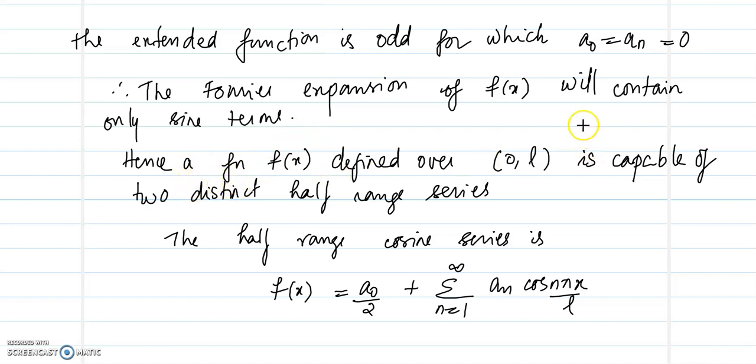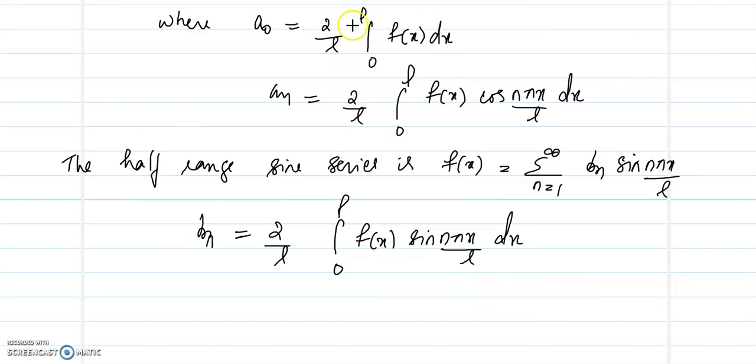So for a function f of x which is defined on the interval 0 to L, you have two possible series. One is a half range sine series and one is a half range cosine series. Now let us look at the series. The half range cosine series will be f of x equal to a0 by 2 plus summation n equal to 1 to infinity an cos n pi x by L. So a0 will be given by 2 by L integral 0 to L f of x dx, and an will be 2 by L integral 0 to L f of x cos n pi x by L dx.